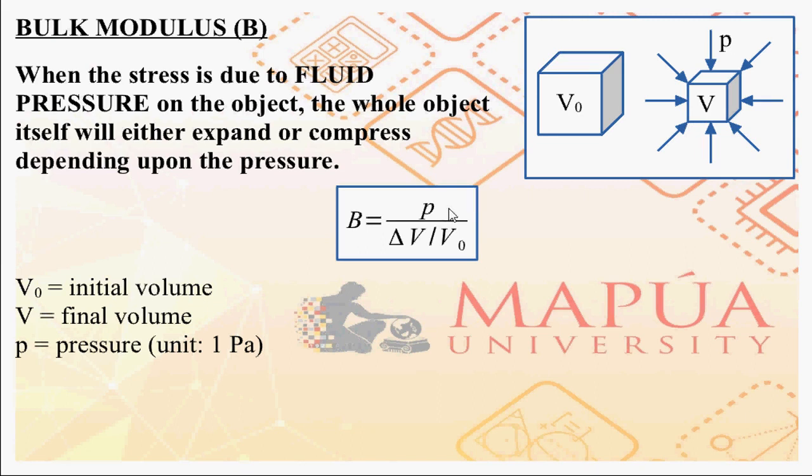Strain is measured in terms of volume: change in volume divided by initial volume. So, bulk modulus is equal to pressure over delta V divided by V naught. Unit of pressure is also Pascal.